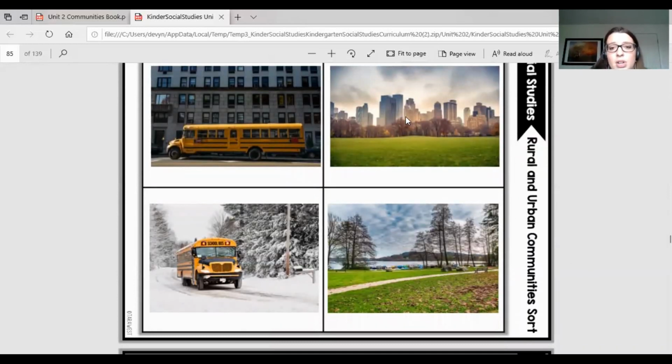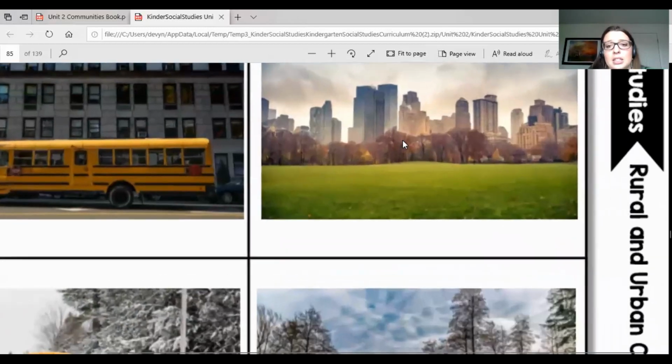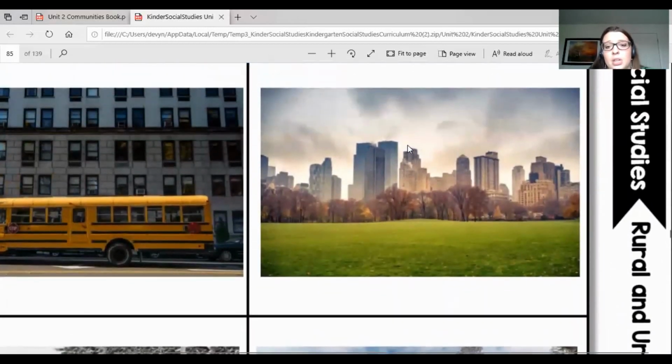All right, this one's going to be tricky. These are both parks, but is this park here going to be urban or rural? This is a tricky one. This one is urban. So we do see a lot of green space and trees because a lot of cities or urban communities do have parks. But in the background, you can see those tall buildings that are really close together. That's how I know that's an urban community.